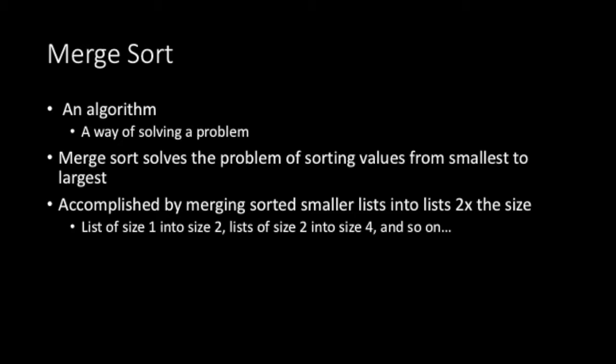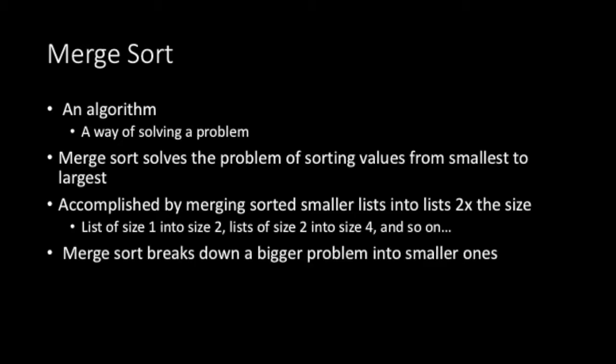Merge sort works by merging sorted smaller lists into lists 2 times the size of the current smaller sublists. So lists of size 1 merge into size 2, lists of size 2 into lists of size 4, and so on for the whole list. By breaking down the bigger problem into smaller pieces, it makes it easier by solving the smaller problems that can be combined into a bigger solution.